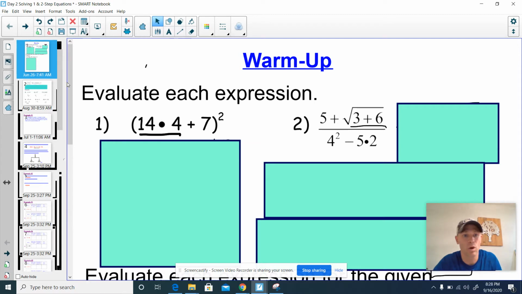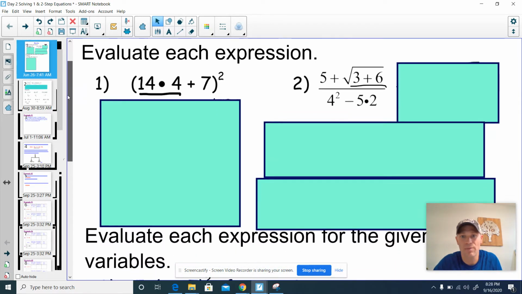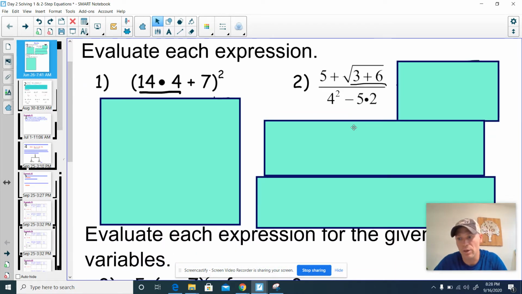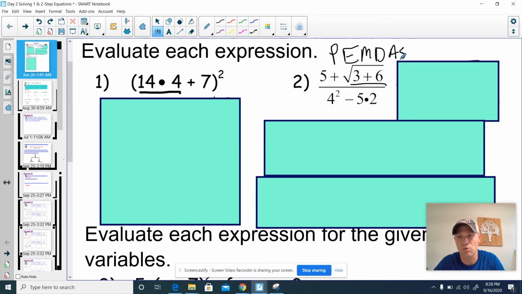All right, the warm up here, which you may or may not have already completed. I'm going to go through step by step. So number one, these are just evaluating, right? So when we evaluate, remember we're using the order of operations. So parentheses, exponents, multiplication, division, addition, and subtraction.